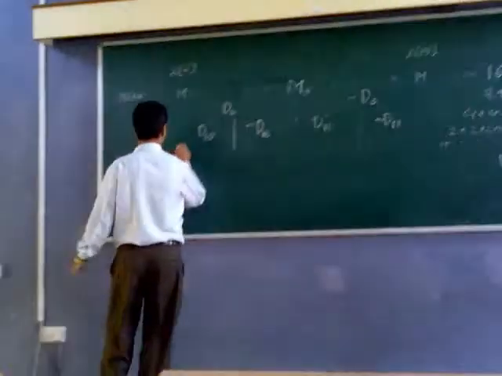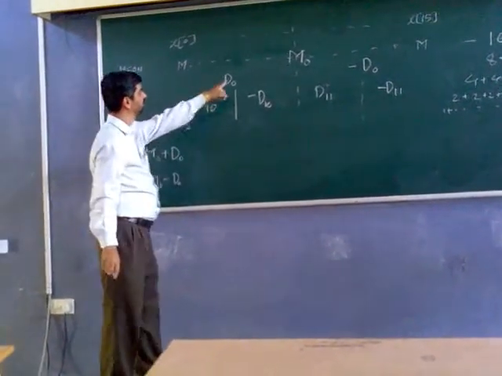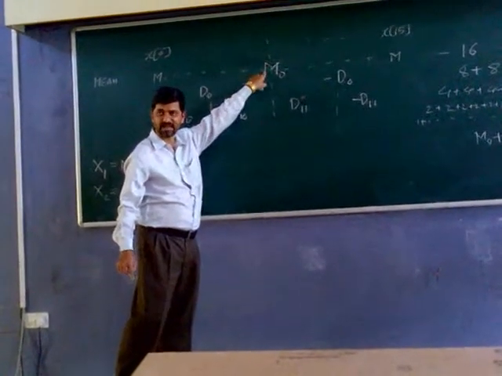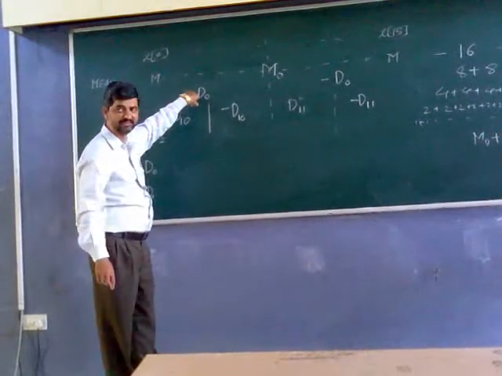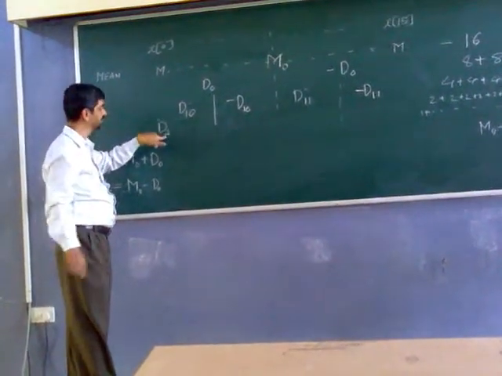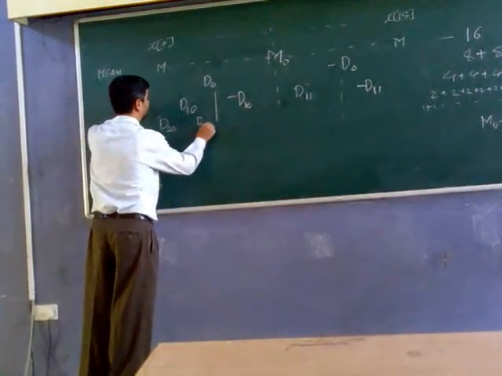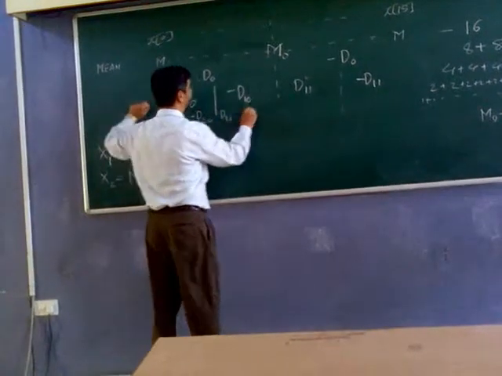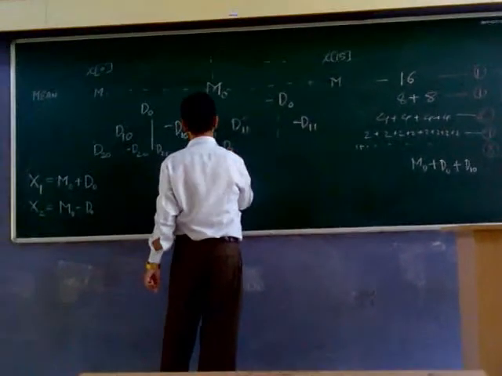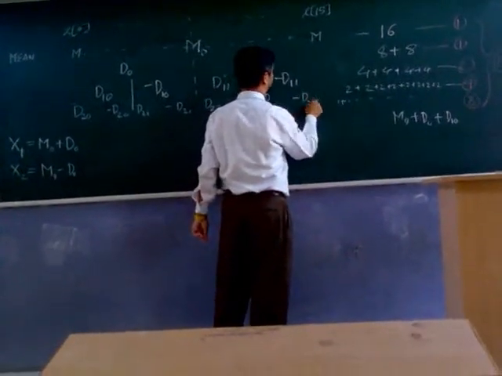So what can we have now? Here we can have again, it is the 0th layer. It is the first average. This is the first average. Then 0th level details, first level details. Now these are second level details. So what can we have? This D0, D20 minus D20, D21 minus D21, D22 minus D22, and D23 minus D23.